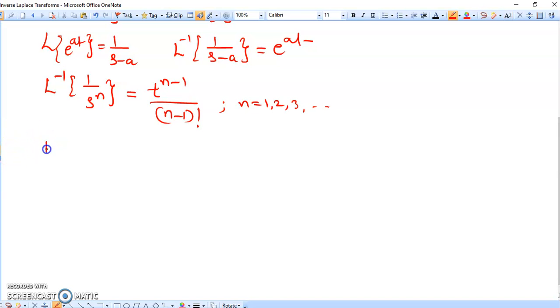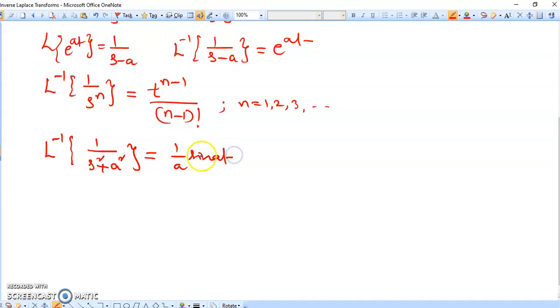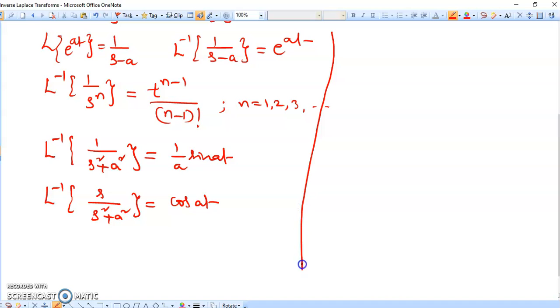Not only this, we can find the inverse Laplace transform for 1 by s square plus a square. What is the inverse Laplace transform for 1 by s square plus a square? We have seen this: it is 1 by a sine at. Okay, next, L inverse of s by s square plus a square. What is the inverse Laplace transform for s by s square plus a square? It is cos at.